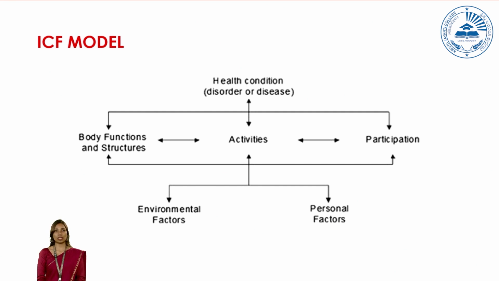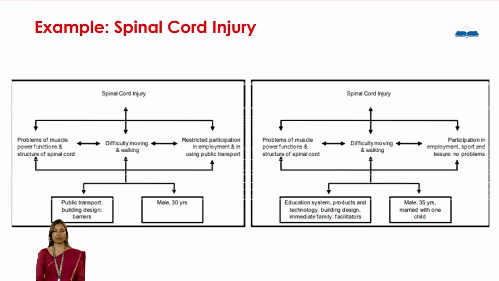Environmental factors are the society or the cultural context that they're a part of, and personal factors are who they are. Their age, gender, name, etc. come under personal factors. Now, let's look into an example. Here, there are two different cases. Both are males of 30 years with a spinal cord injury.